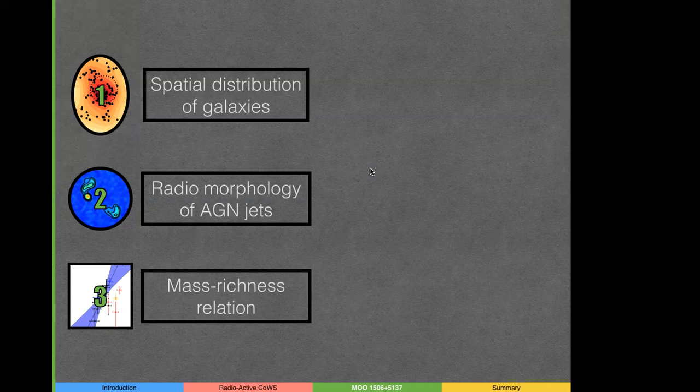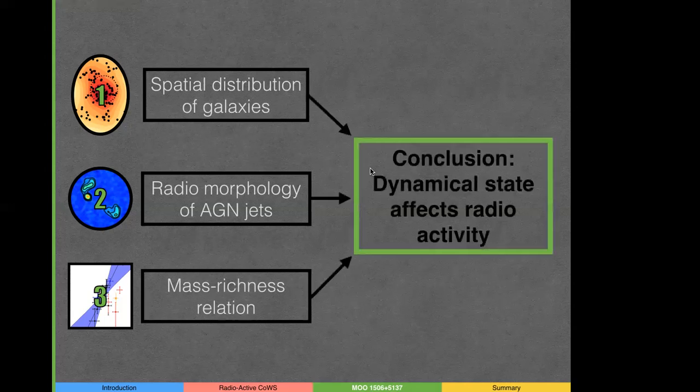So we have these three lines of evidence that this cluster is a merging system. We have the spatial distribution of the galaxies, and we saw the subsystem. Then we have the radio morphology of the jets, indicating a chaotic environment and a merging system. And then also the mass richness relation, where the mass and number of galaxies of this galaxy cluster lies. And so this all points to the dynamical state of this galaxy cluster affecting the radio activity of the galaxies themselves. So what is special about this cluster is that it's a merging cluster, and it seems that it's the large-scale environment that is facilitating this high radio activity.